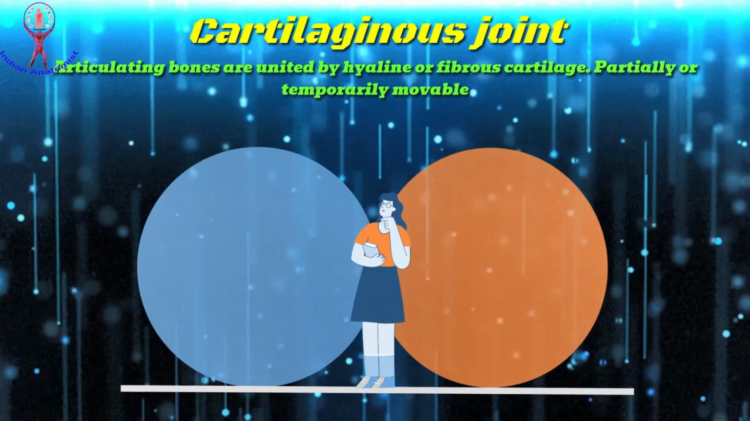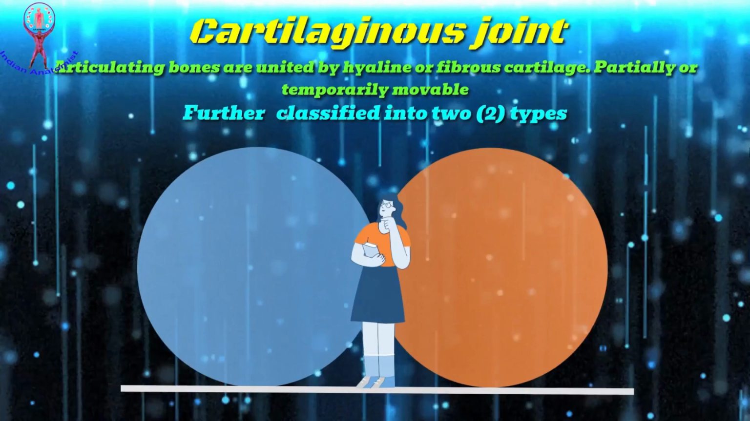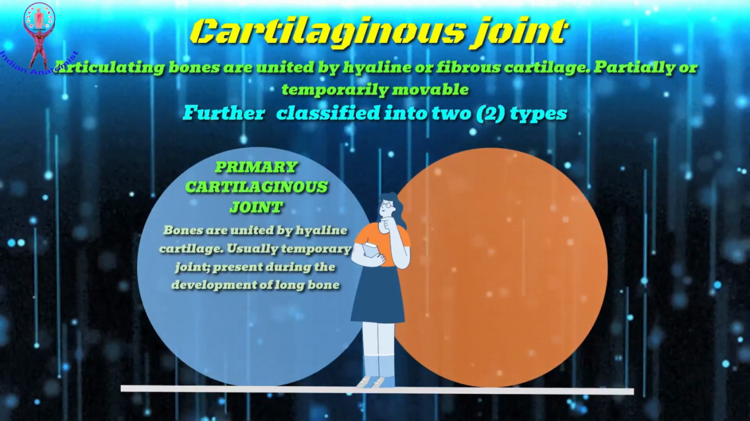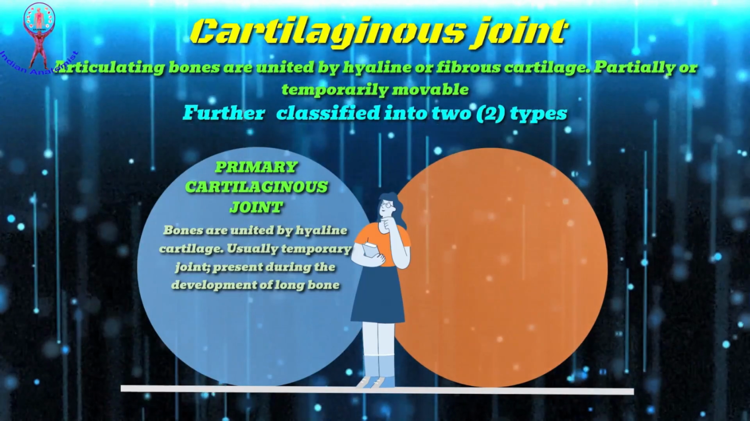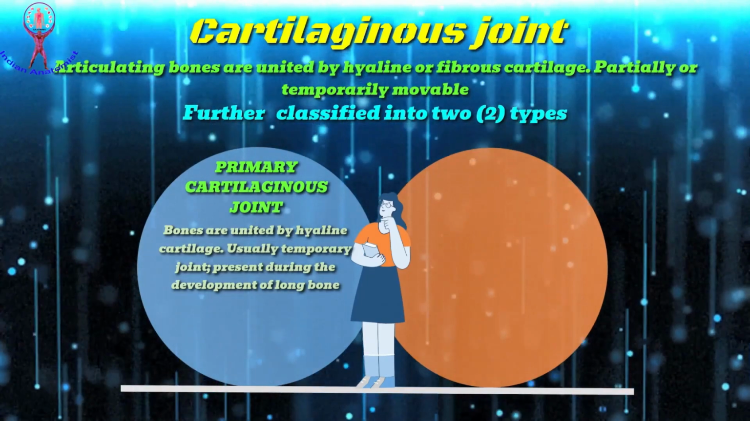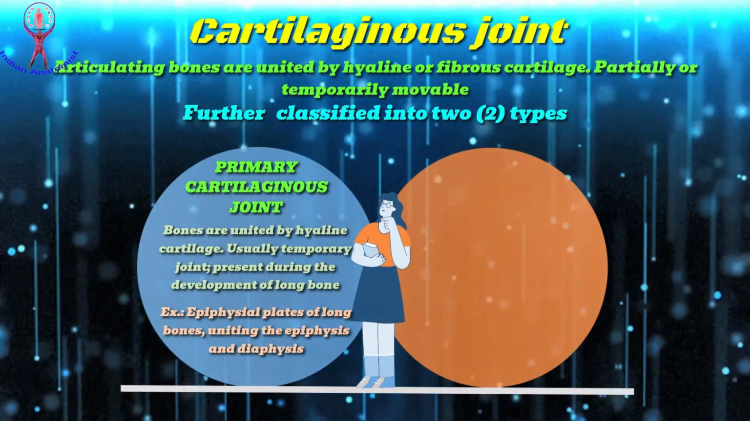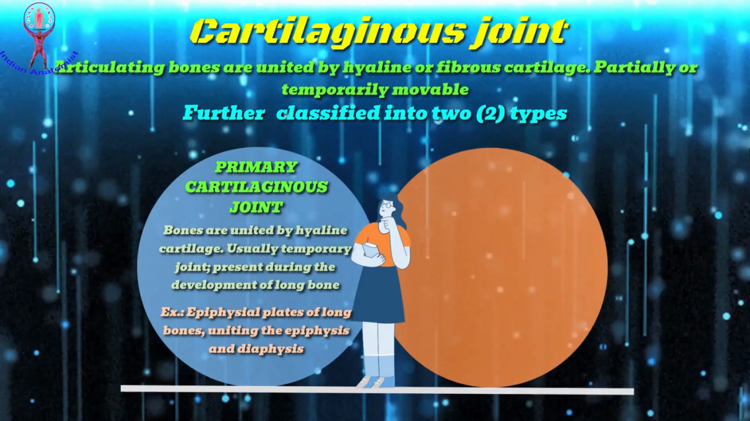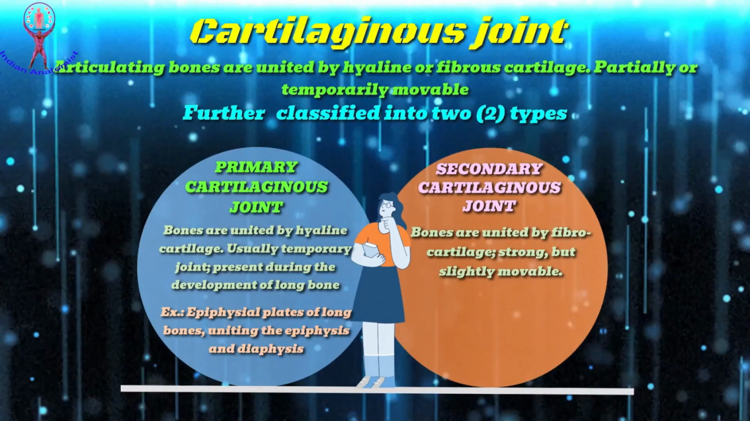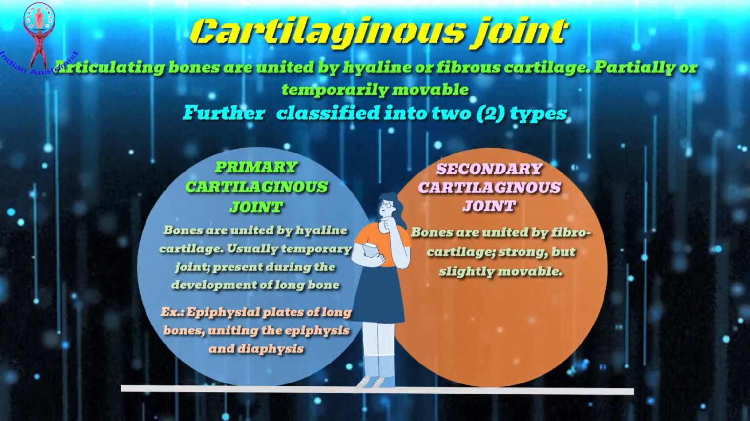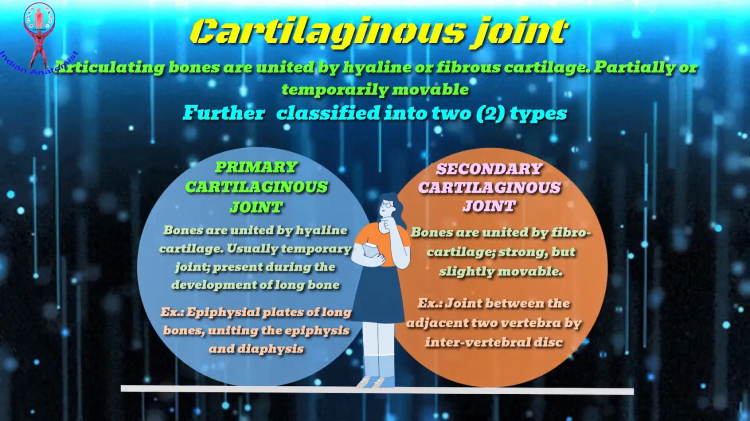Further, cartilaginous joints are classified into 1. Primary cartilaginous joints. Here, bones are united by hyaline cartilage. Usually a temporary joint, present during the development of long bone. An example is the epiphyseal plates of long bones that unite the epiphysis and diaphysis. Number 2 is secondary cartilaginous joints. Here the bones are united by fibrocartilage. They are strong, but slightly movable. The example is the joint between two vertebrae by intervertebral disc.